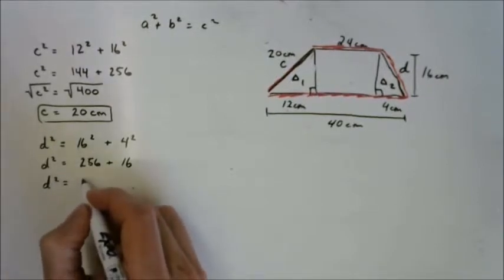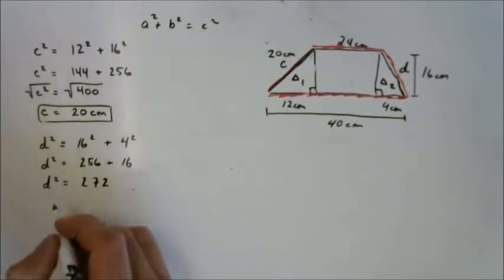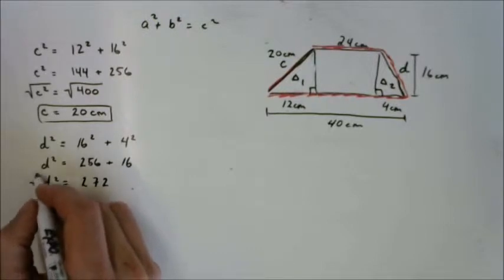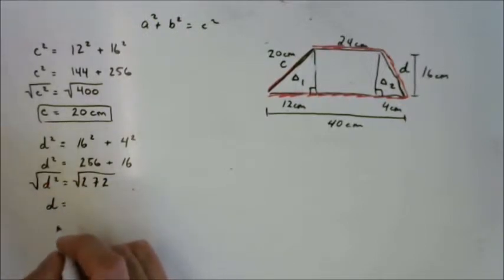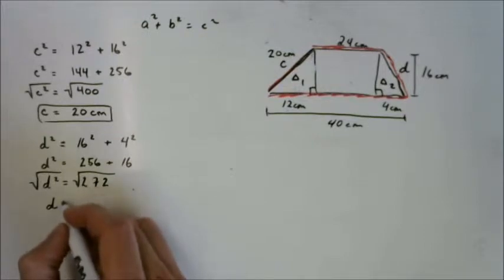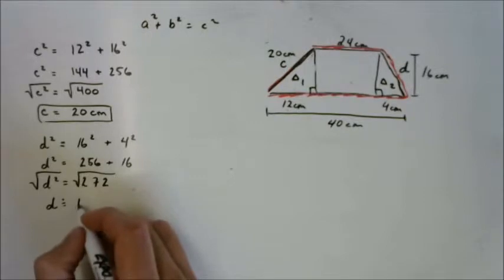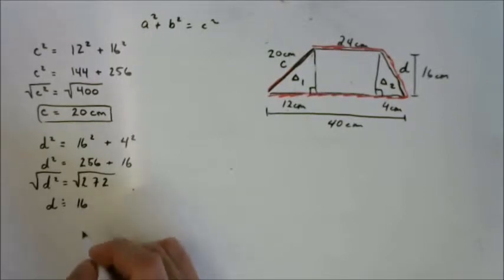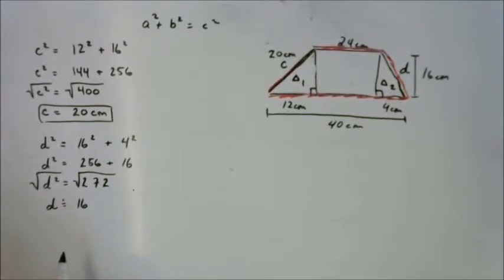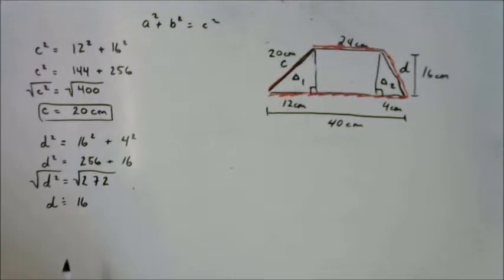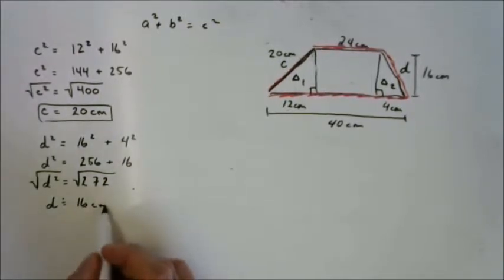Add those up. Take the square root of both sides. About 16.5. Yeah, round to the nearest centimeter. We're going to use 16. Right, is it 16.4? Something. 16.49. Yeah, so 16.4. You look at the tenth of a centimeter, the first digit outside of the decimal, and round down. So D is 16 centimeters.